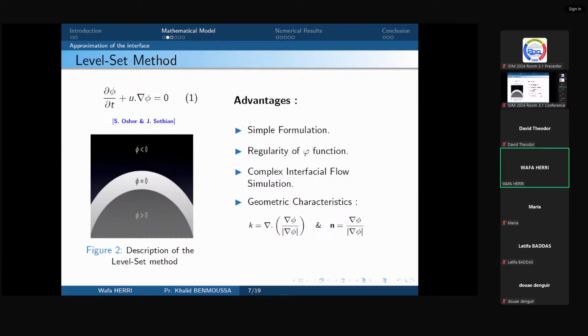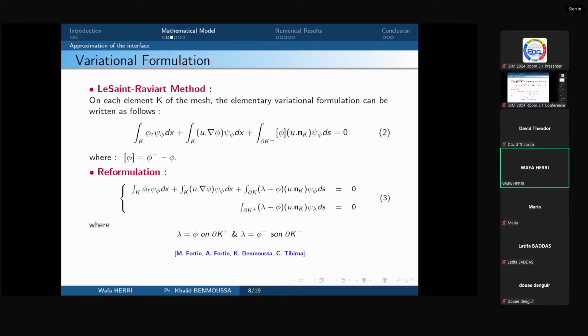Now, let's move on to the variational formulation of the level set method. The Lausanne-Raviat method is based on a discontinuous approximation of the variable phi in each element K of the mesh. The elementary variational formulation can be written as follows.